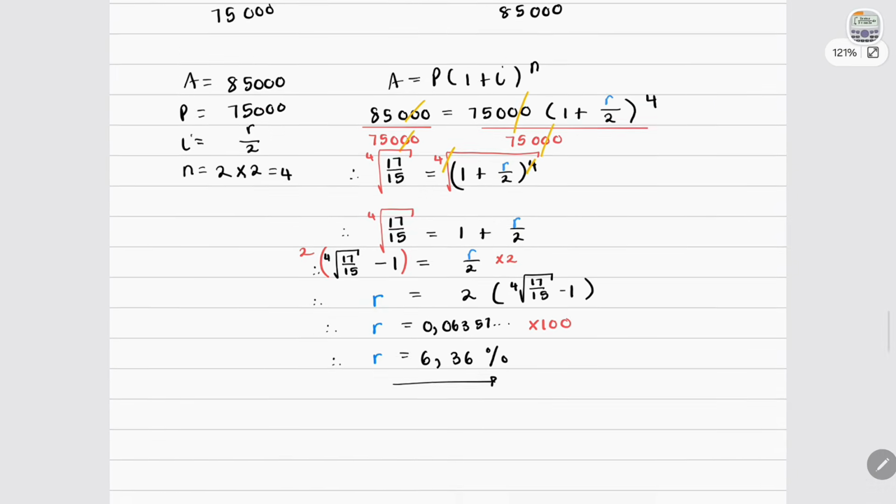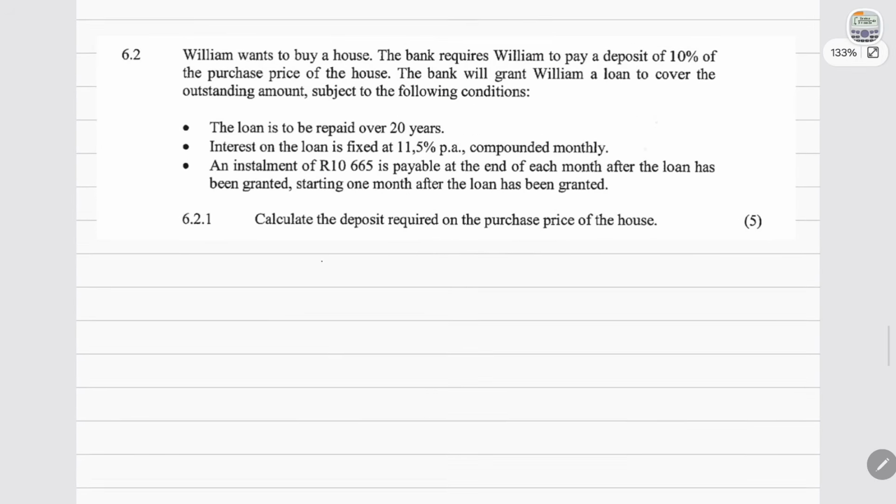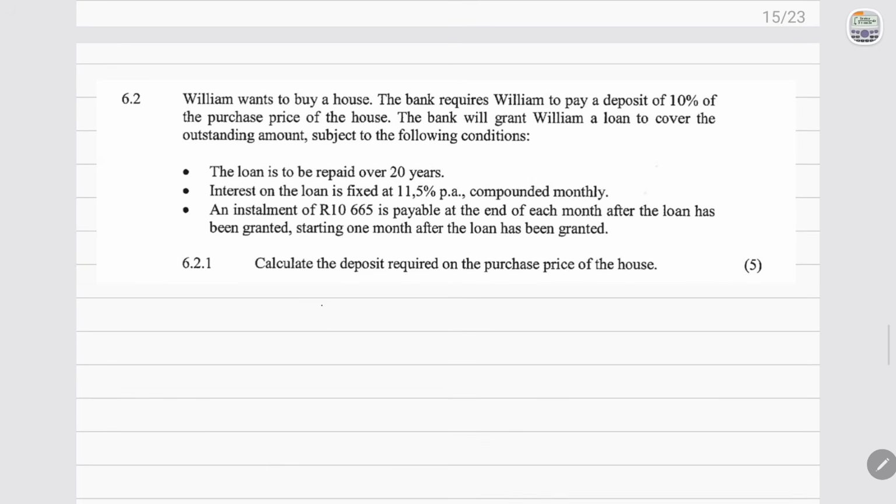Okay, moving on to the next question. Question 6.2 says, William wants to buy a house. The bank requires William to pay a deposit of 10% of the purchase price of the house. The bank will grant William a loan to cover the outstanding amount subject to the following conditions.